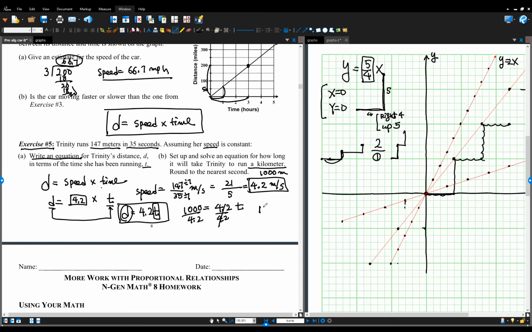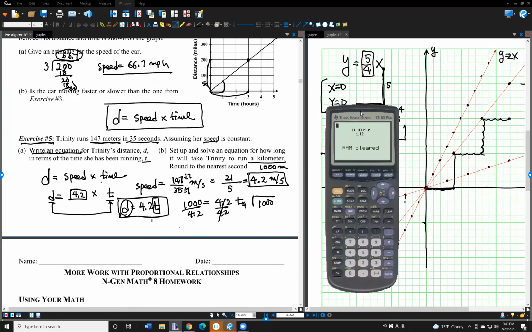So 1,000 divided by 4.2, you can use the calculator. All right, 1,000 divided by 4.2. It takes approximately 238 seconds. That's the answer.